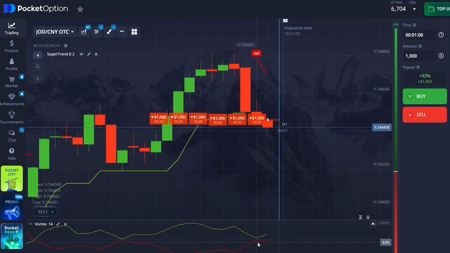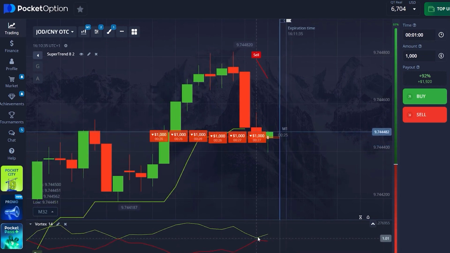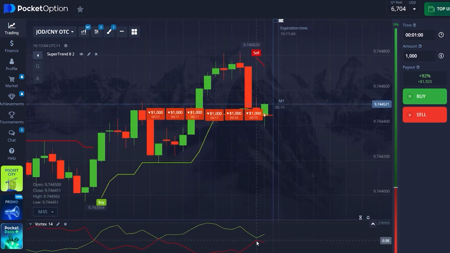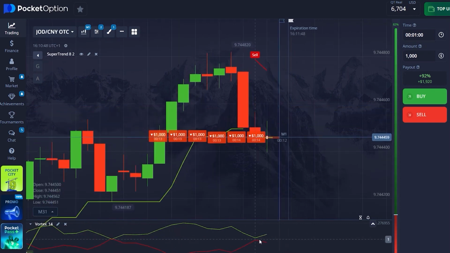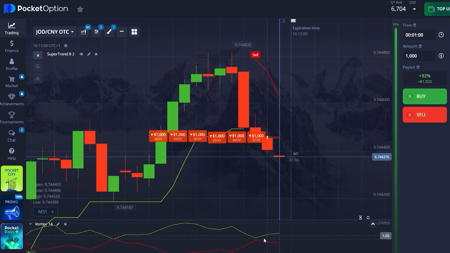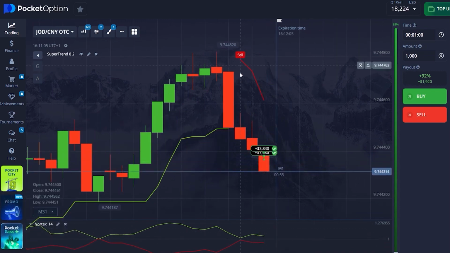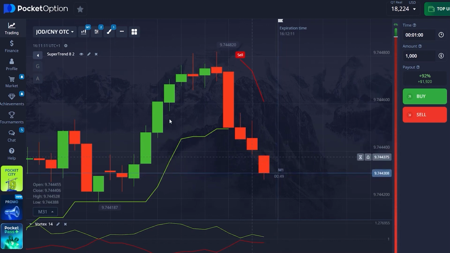So right here I should have avoided something. I should have allowed the two lines to intersect each other before I go into the market. I just thought that this has properly intersect each other. The two lines has to properly intersect each other alongside with the indication from my Supertrend. So right here, I make another win.